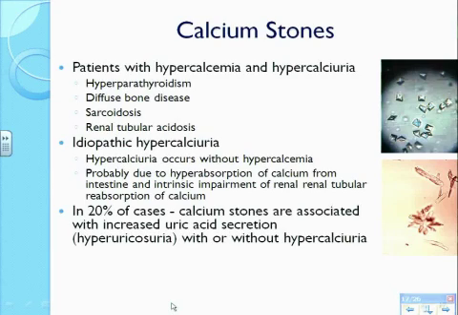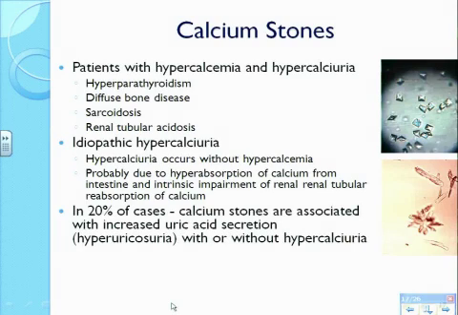Usually it's associated with hyperparathyroidism, patients with diffuse bone disease, sarcoid, or renal tubular acidosis. I don't expect you to memorize that. If you were an internal medicine doctor, I'd expect you to memorize that, but please don't. Sort of know which one has the highest percentage and what kind of symptoms you're going to have.